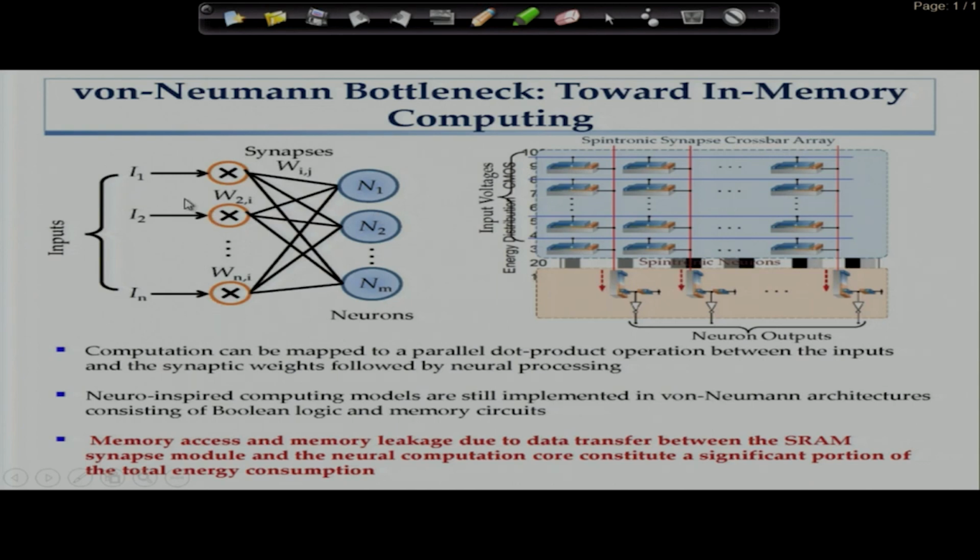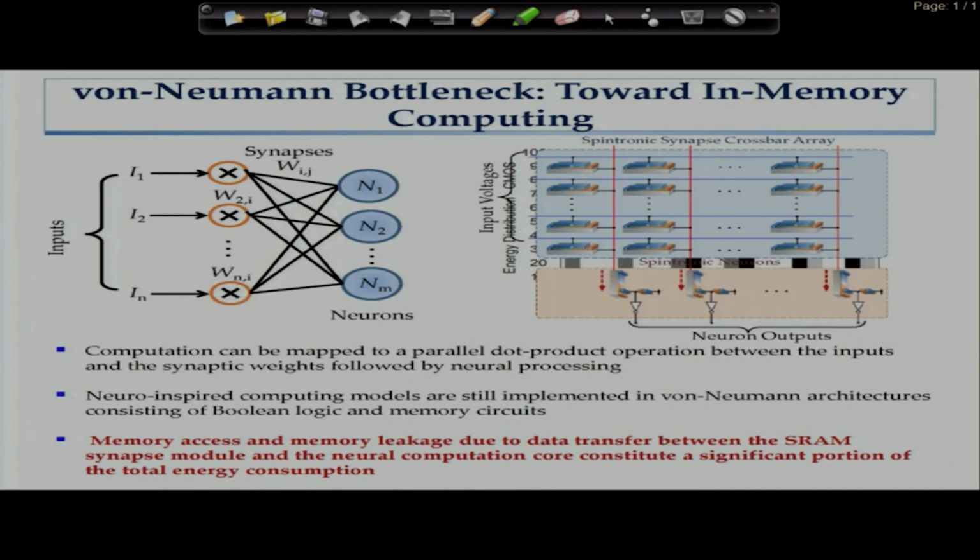As I already said, you have an input layer, a hidden layer and an output layer. Each is connected with different weights, and the corresponding weights will differ for different classification or object detection. The computation can be mapped to a parallel dot product operation. This is the earlier von Neumann architecture used in computer architecture. The bottleneck leads to in-memory computing. Today, to support AI, people are providing in-memory computing.